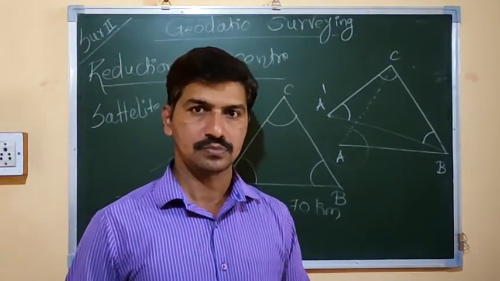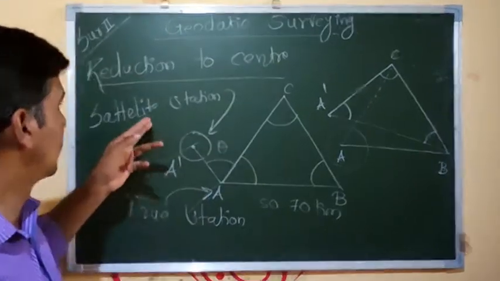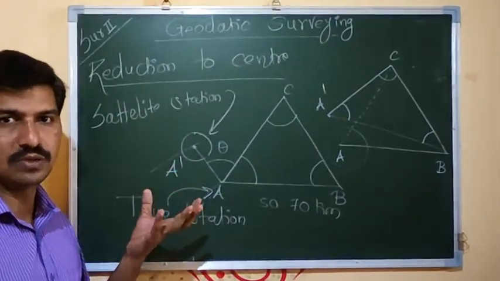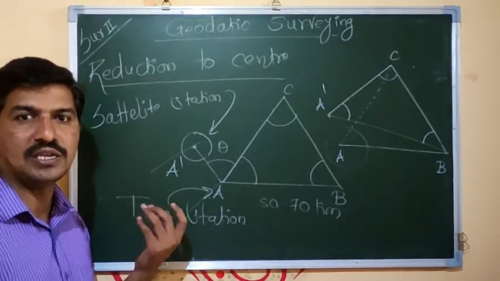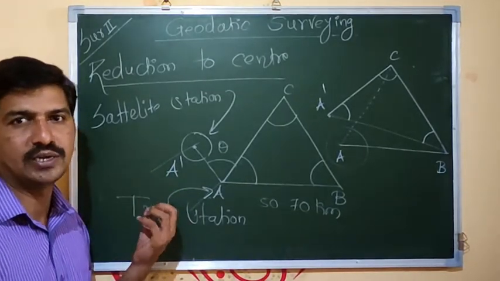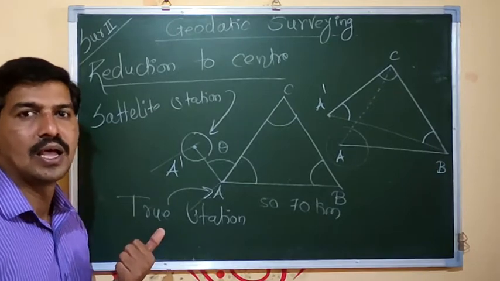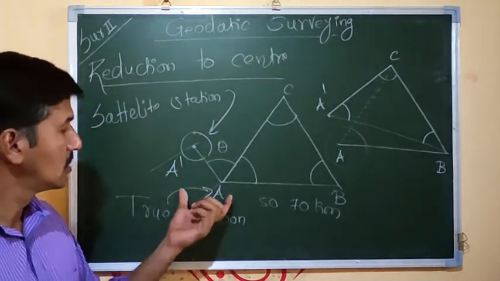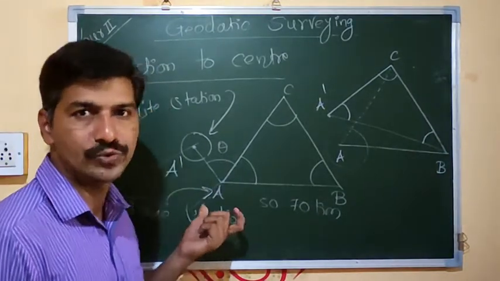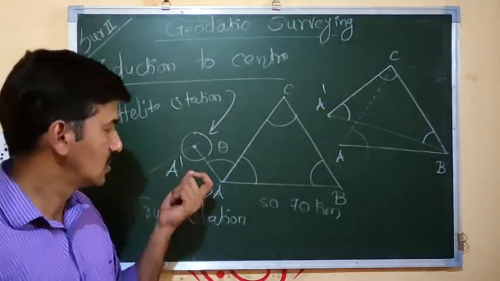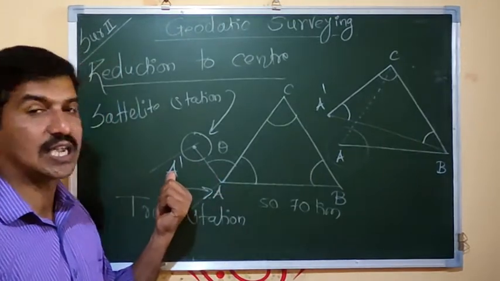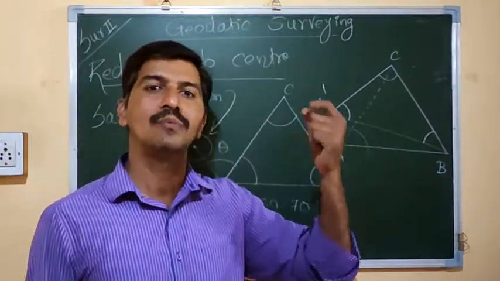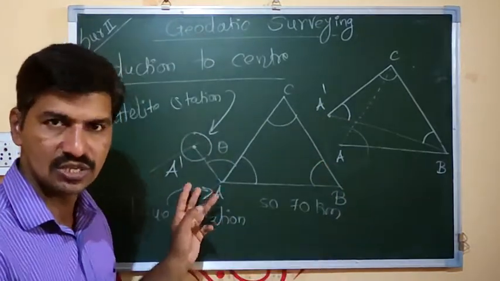Did you understand? We have taken this satellite station as if a ready-made station over here. This might be a temple, this might be a church, this might be any highest point in that particular area, and we have just reduced the construction cost. Do not construct any tower over here. Just take A dash as our new station, which is called the satellite station. Take all measurements from A dash.